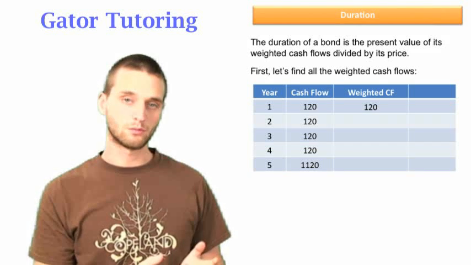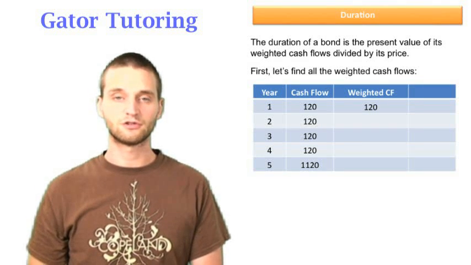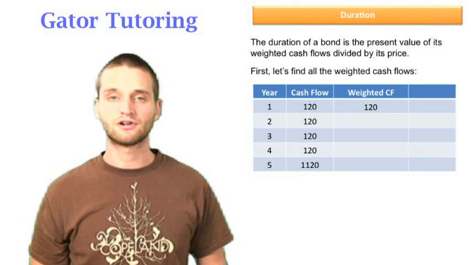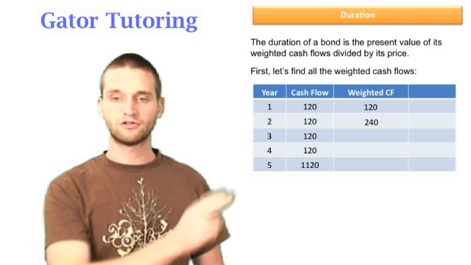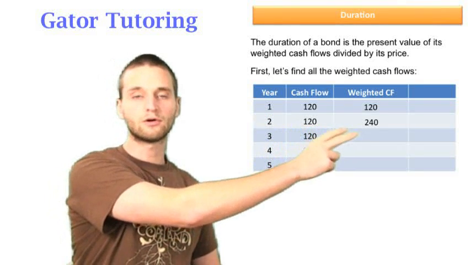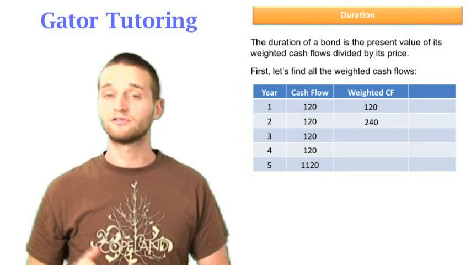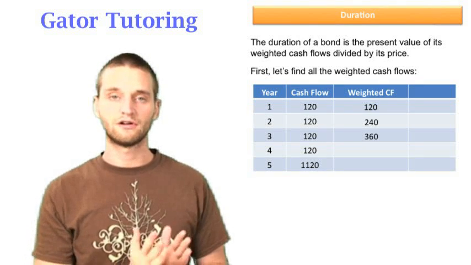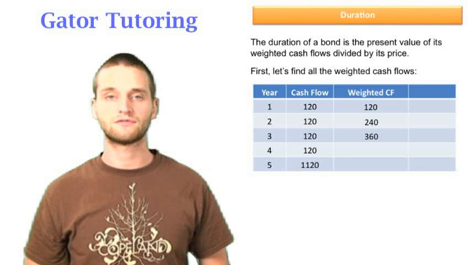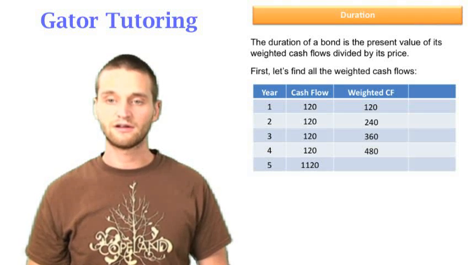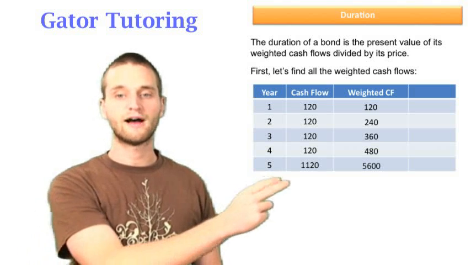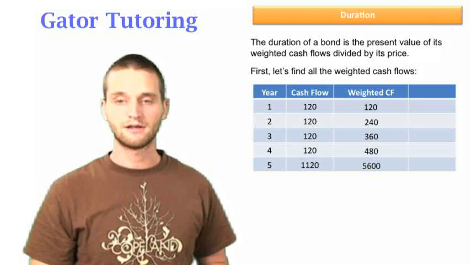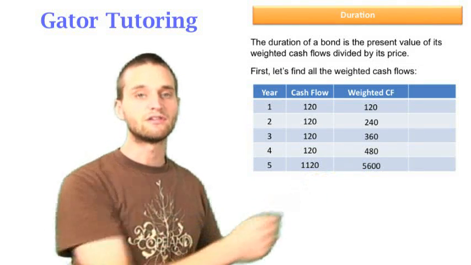The first one is just year 1, so it's 1 times the cash flow of 120, that gives us 120. This weighted cash flow is the same as the original cash flow because it occurs in year 1. The second one is year 2 times the 120, and that gives us 240. So that's the weighted cash flow in year 2. We just weight it by the year, which just means multiplying it. The third one is year 3 times the 120, that gives us a weighted cash flow of 360. And then going on down, it's 480. And finally, we have year 5 times the 1120. Again, that's the par value plus the coupon payment, and that gives us a weighted cash flow of 5,600.